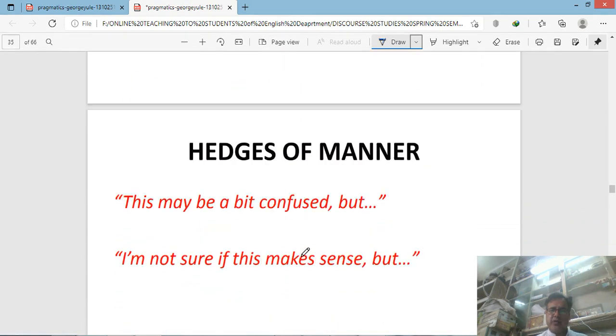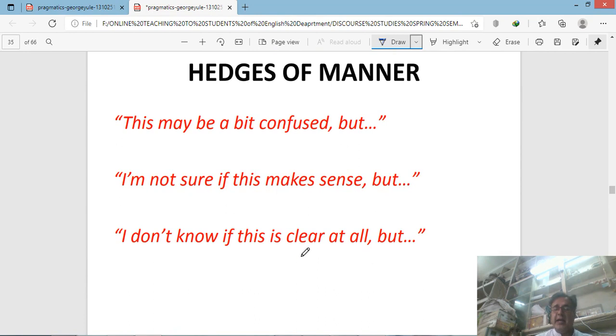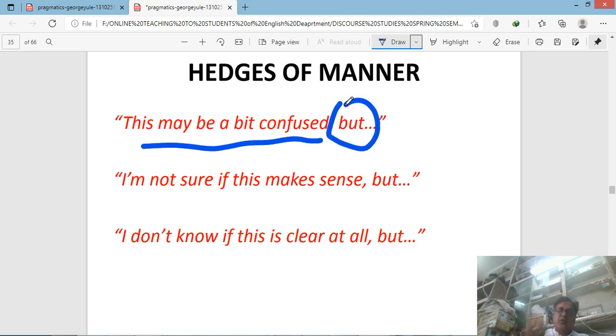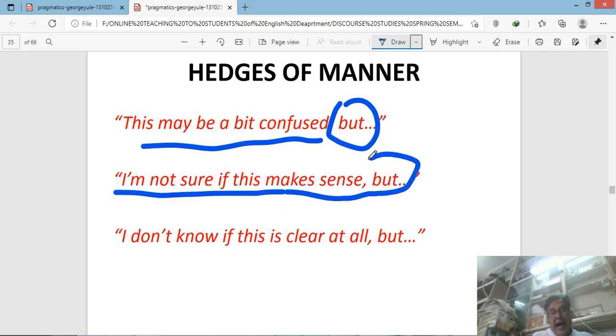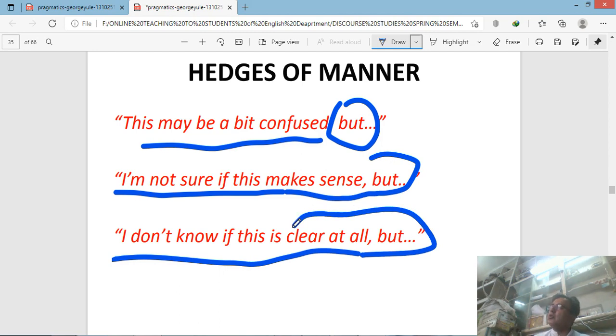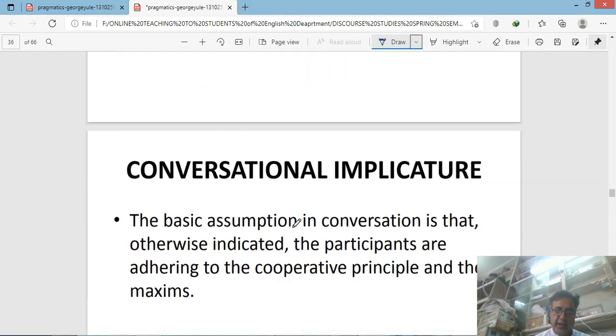But these are, and then again, hedges of manner, and how others mean it has to tell you something in order. This may be a bit confused, but now you are trying to show how the thing is going to be said. I'm not sure if this makes sense, but again, you are trying to show your manner of saying something. I don't know if this is clear at all. Again, you are going to say something which enables the speaker, a kind of manner is going to be shown there, which really makes your speech orderly. So that's why it is there.